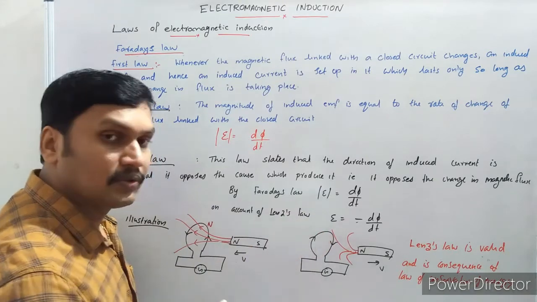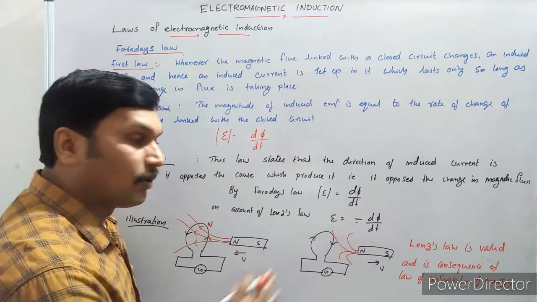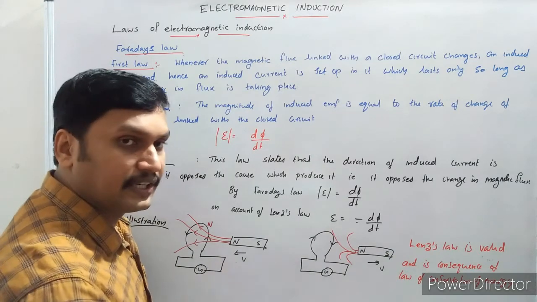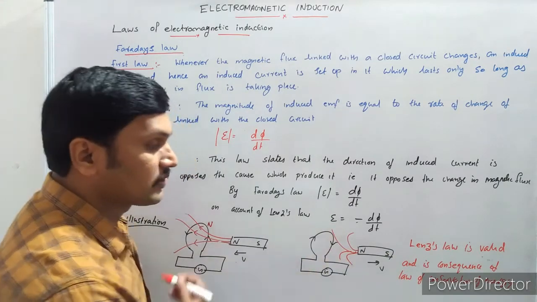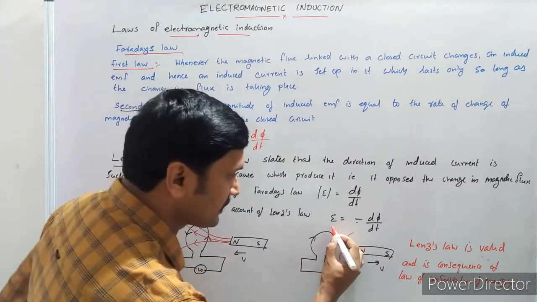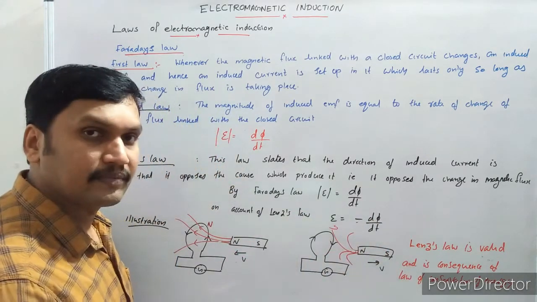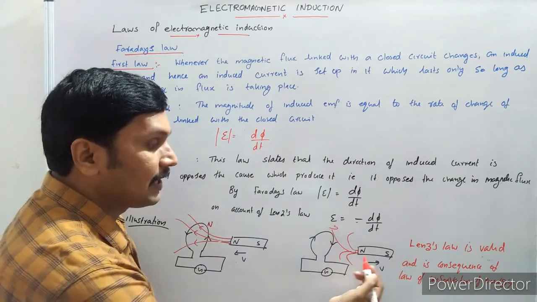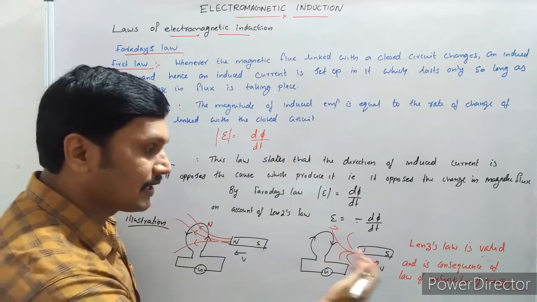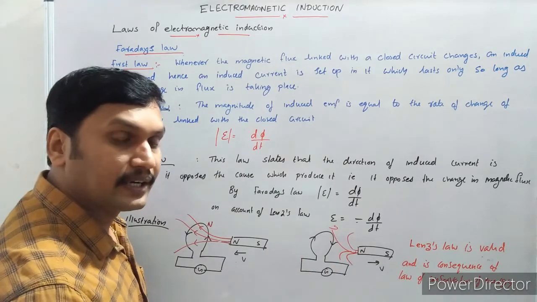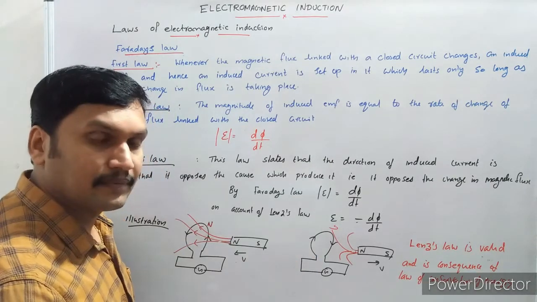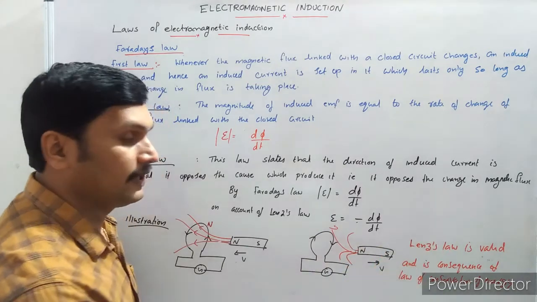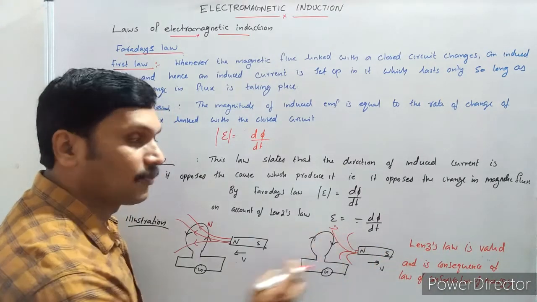So the coil wants to send a current to oppose this motion of the magnet. The flux decreases, so it sends a current through this coil in such a way that it will produce a south pole on the side of the magnet. So what happens? It attracts the north pole. So we can reduce the decrease of flux by doing so. So the direction of current when the north pole is moving away from it is in the clockwise direction.